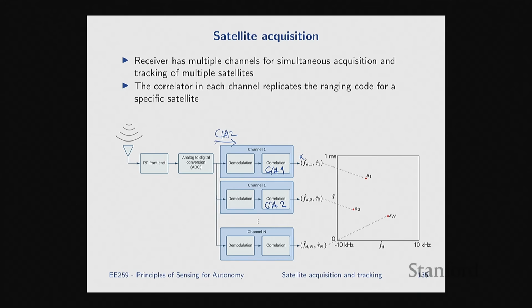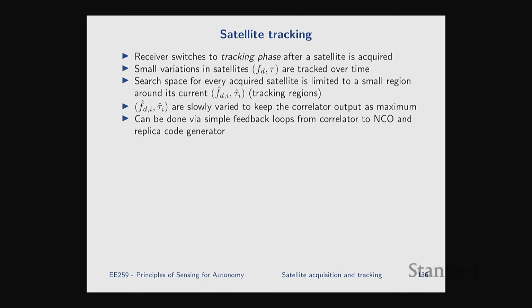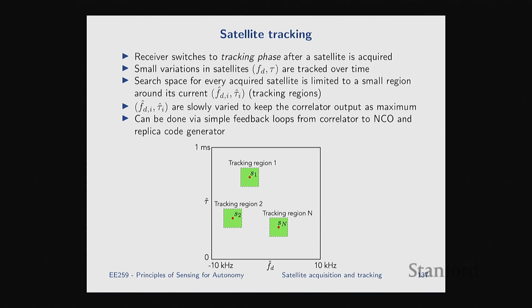Okay, so the idea of tracking: at cold start, for the acquisition phase, you need to search the big search space, which is like 80,000 combinations. But when you go to tracking, you just limit your search to a few bins around this and see how these things move over time. That's basically the idea of tracking. So you have a tracking region around the point corresponding to every satellite, and then you track what it does.